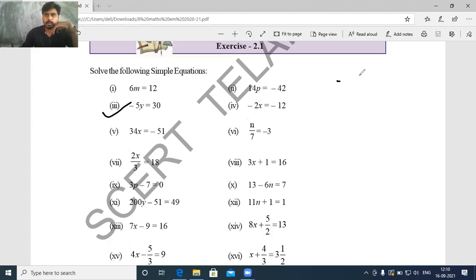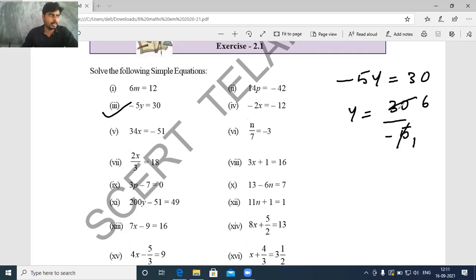Third one: minus 5y is equal to 30. So I will transpose this minus 5 to the RHS. 5 is multiplied with y, so it becomes a denominator to 30. 5 ones are 5, 5 sixes are 30. So y is equal to 6 by minus 1. This minus 1 goes to the numerator. So y is equal to minus 6.